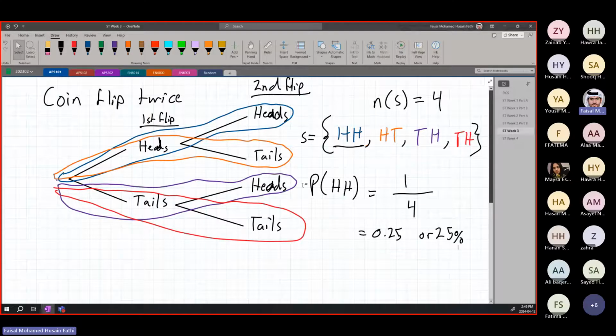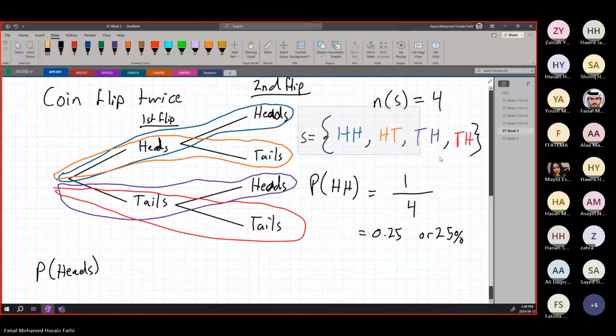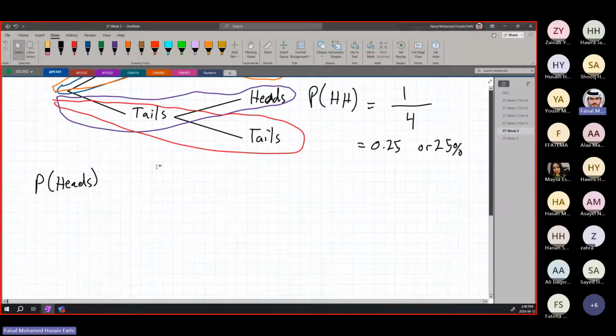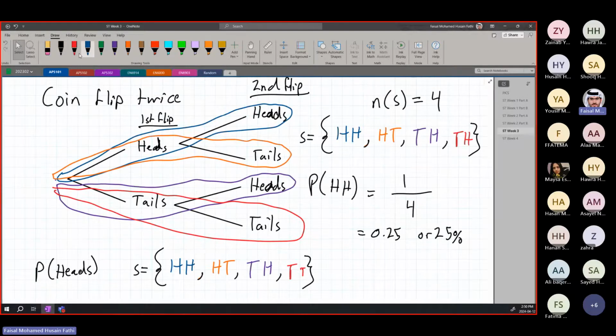Now, what if I tell you I don't want the probability of getting double heads, I just want the probability of getting at least one heads? It doesn't matter which one, and it doesn't matter if it happens in the first flip or the second flip. Let's look at our options. Let me copy and paste this down here. This is the sample space now. After we draw our sample space, we don't really need the tree diagram. We can just look at our sample space. So we have heads, heads; heads, tails; tails, heads; and then tails, tails.